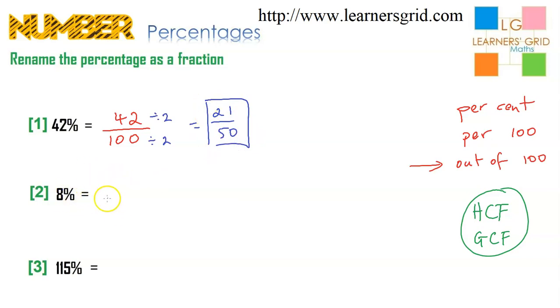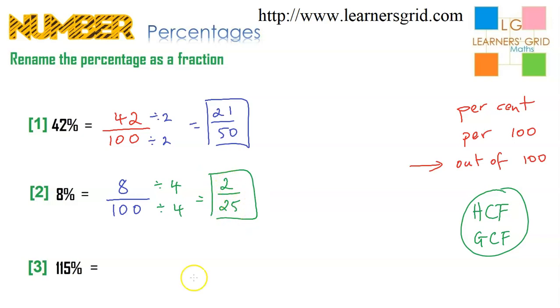With 8%, don't forget, it's going to be out of 100, right? And it's 8 out of 100. So I just need to come up with the highest common factor. So the highest common factor that is shared by 8 and 100 is 4. So 8 divided by 4 is 2. 100 divided by 4 is 25. Because 2 is a prime number and it doesn't go into 25, that's it, finished.